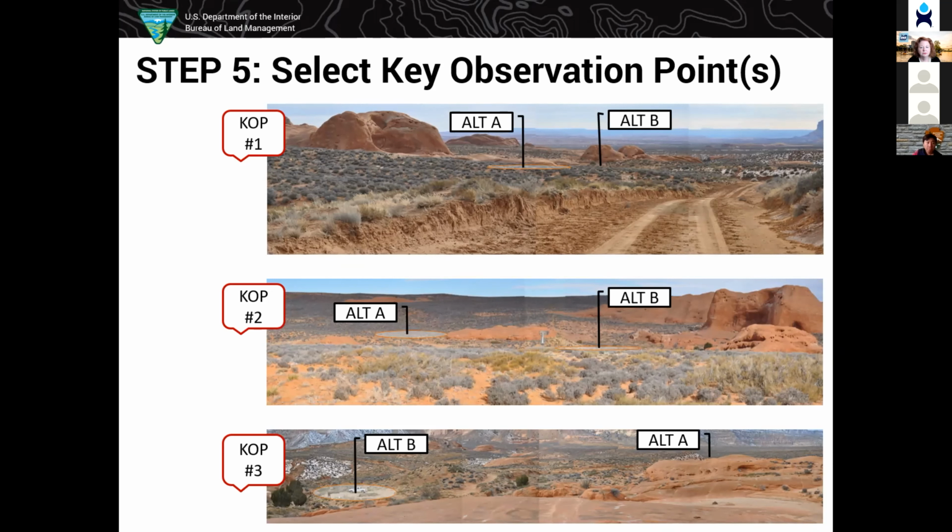This one, you can see that feature that I spoke about, right? The big sandstone form there that's got that circular shape in it. And so the third KOP is actually us standing on that feature, then looking out. And as you can see in that image, the alternative B is the user created. And there's even a vehicle there that kind of helps us see that. Whereas for alternative A, it's actually hidden behind another landform.